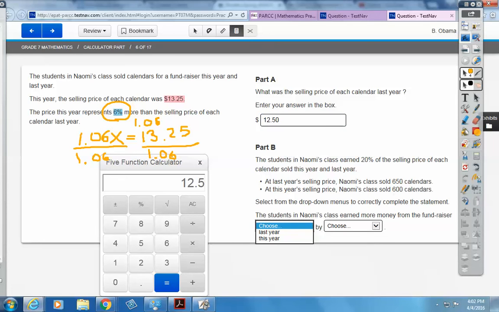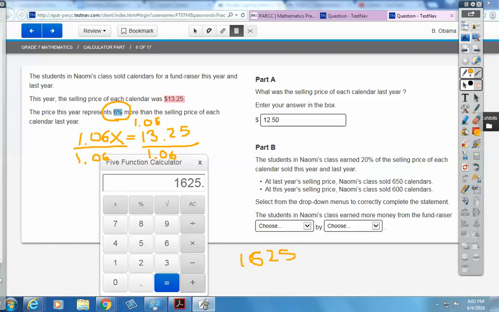Naomi's students earned more money from the fundraiser, and we have this year, last year, and choose the amount. Okay, so they sold at $12.50. They earned, so I'm going to multiply that by 650 calendars. So this is the total amount of income they had. But they only got to keep 20% of it, so that's 0.2. So that means last year they got to keep $1,625, and that's last year.